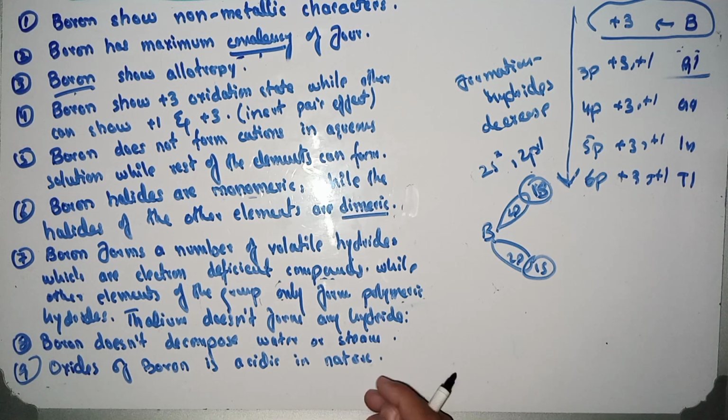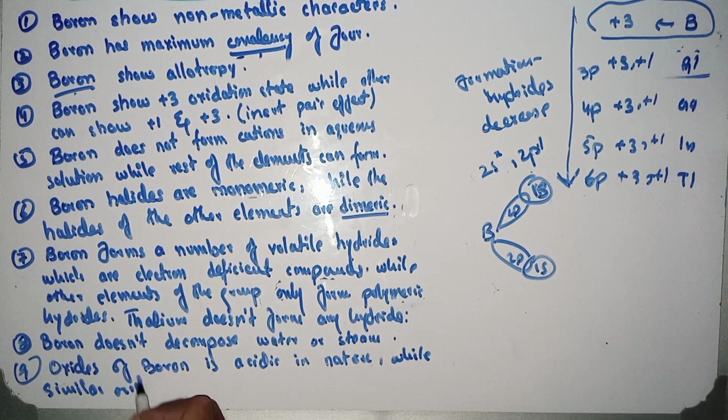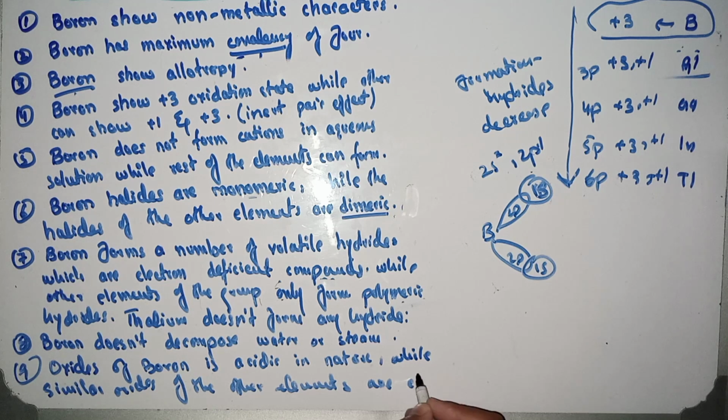What does this mean? While the similar oxides of the other elements are either amphoteric or basic. This is the behavior that differentiates boron from the other elements of the boron family. I hope this point will be cleared.